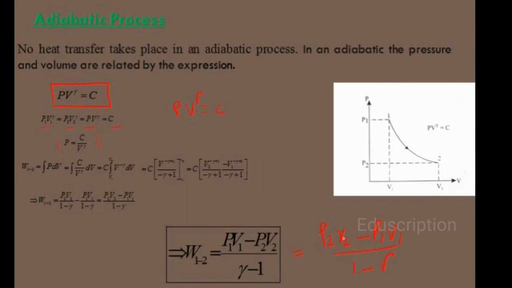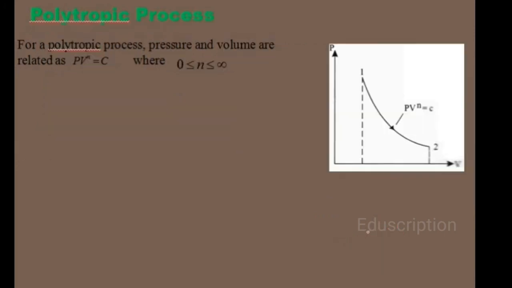Okay. Now the last one is the polytropic process. So what is a polytropic process? If it satisfies PV to the power n is equal to constant, this process is known as a polytropic process, where n and C both are constants. So what will the work done be here? The work done formula will be the same: P1 V1 minus P2 V2 by n minus 1, or P2 V2 minus P1 V1 by 1 minus n.